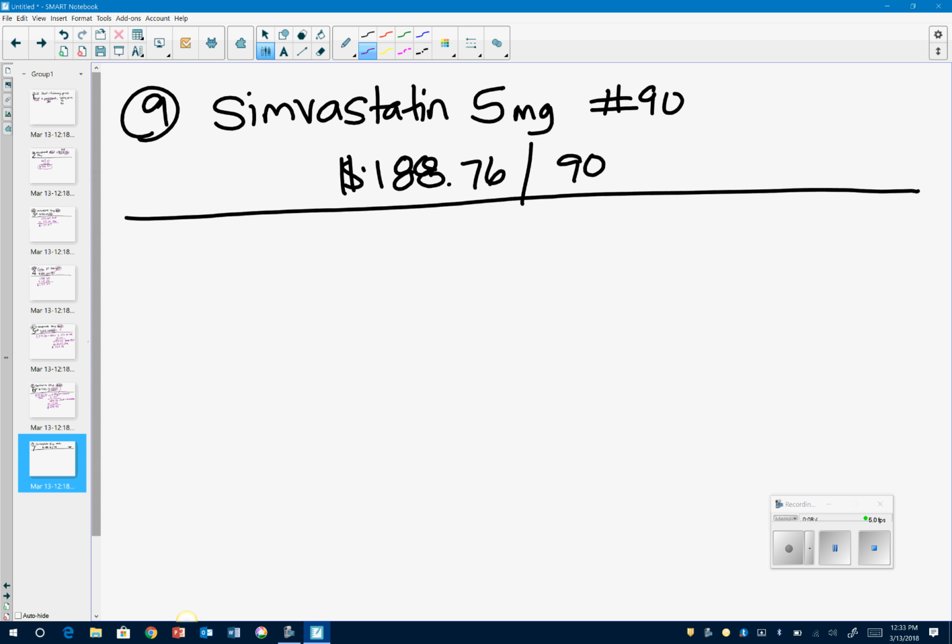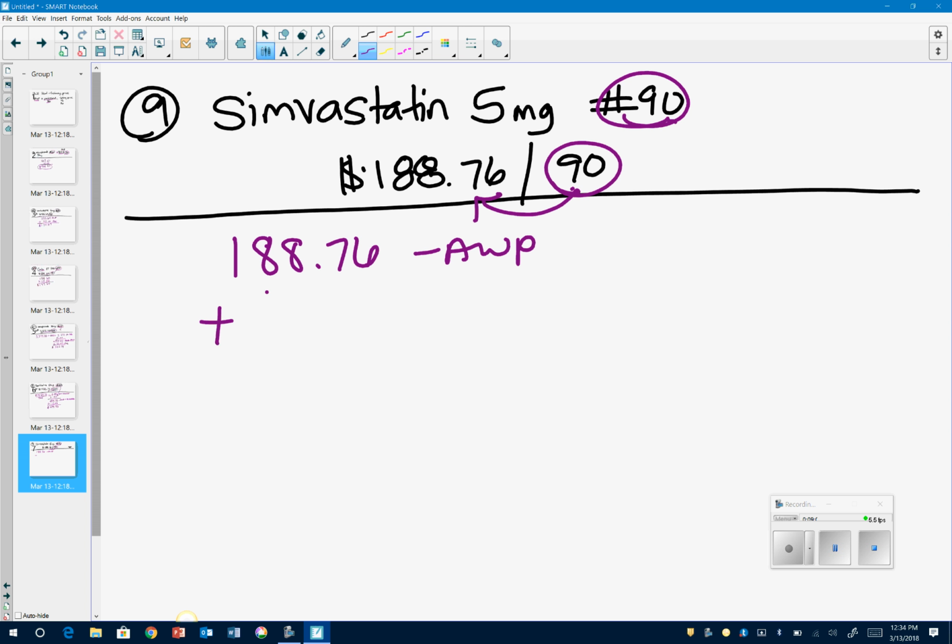So this one, I'll do the last one. So these are all pretty easy, I believe. It's $188.76. Again, you have 90 tablets here in the prescription, 90 tablets for the cost of the AWP. So this is your AWP for your 90 tablets, so that's good. And all you're going to do is add your dispensing fee. So it's $203.76.